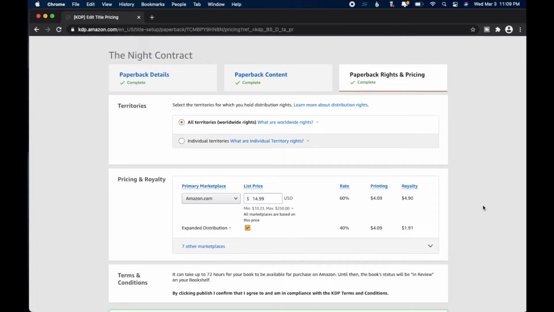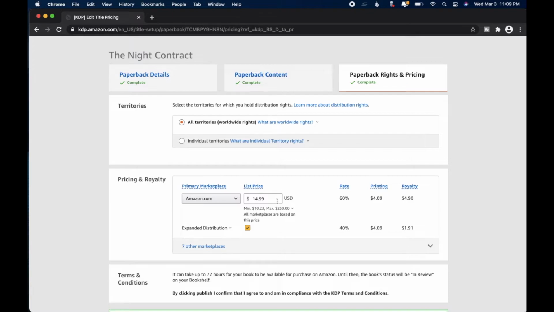So for paperbacks on Amazon, you get a 60% royalty rate. However, that royalty rate is minus the printing cost. So here for the 270-page paperback of the Night Contract, it costs Amazon $4.09 to print the book. And you can see that my royalty is $4.90 per paperback.